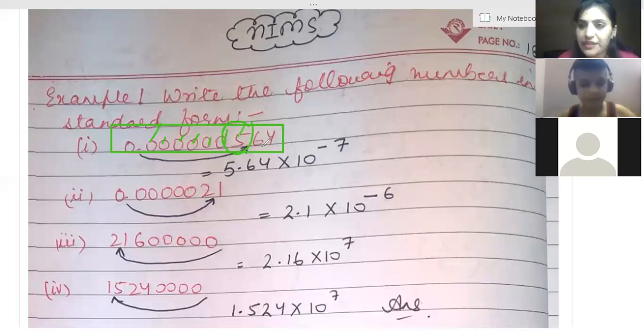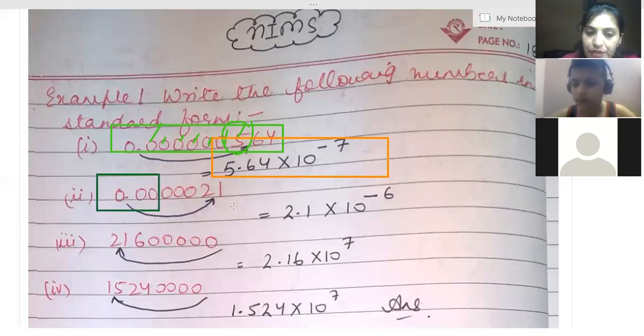So the number became 5.64 into 10 to the power minus 7. Now we will do another question. See, in the next question, it is 0.0000121. Now see, how many places I have to move my decimal?